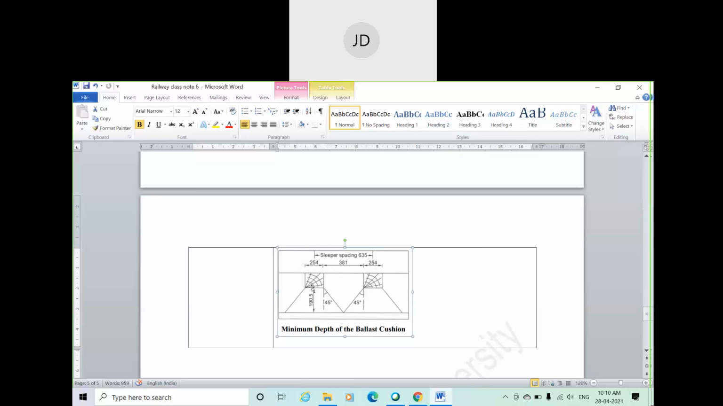So the load is transferred to the ballast at an angle, making 45 degrees with the vertical. From the edge of the sleeper, the load is distributed like this. Clear? And these lines should not cross each other. This is how we have to maintain the sleeper spacing. It should not cross each other.